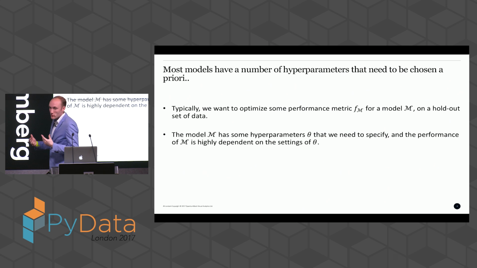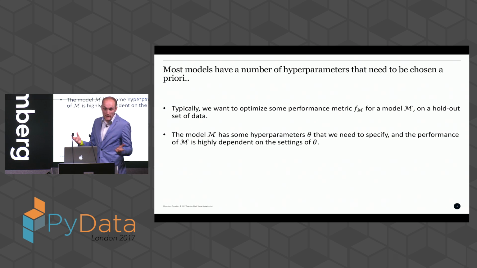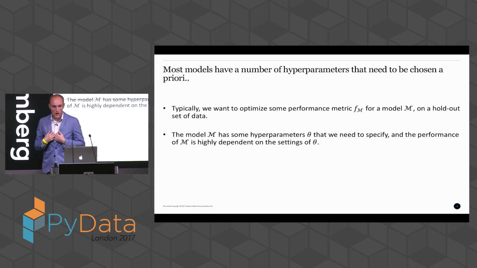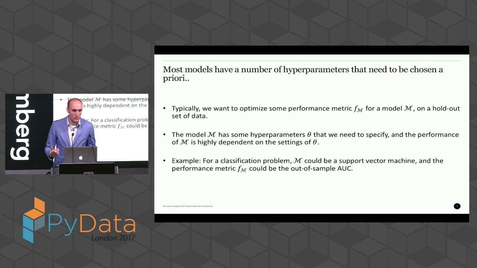And typically, the model we're trying to learn on the data has some kind of hyperparameters that we can't estimate from the data, so we need to specify them ourselves. One example for a classification problem could be that your model M is some kind of support vector machine, and as you may or may not know, a support vector machine has a bunch of hyperparameters. So you might need to specify maybe the kernel of the support vector machine, or maybe the regularization parameter. Maybe the kernel actually has hyperparameters as well, so you need to specify them.